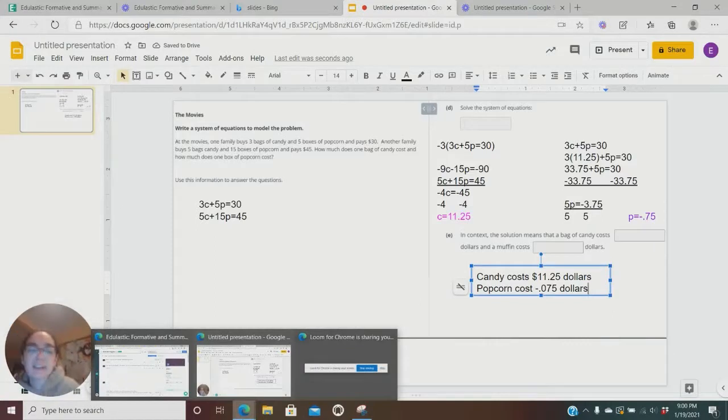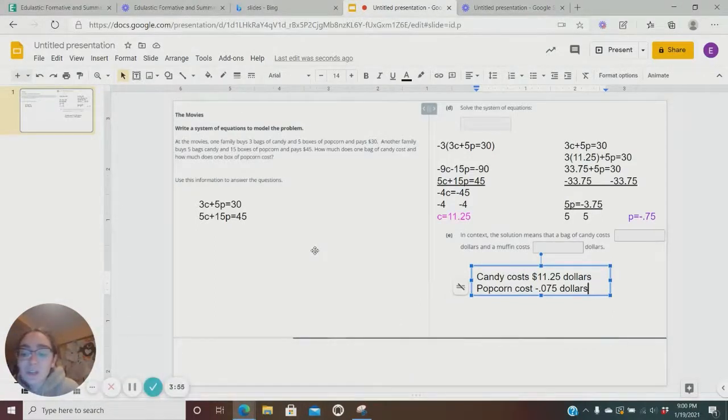I want you to take a second and think. Does that make sense? Is that a logical answer? Can we say that that is a correct answer? Think about it logically. No, that doesn't make any sense. Popcorn can't cost a negative amount of money.